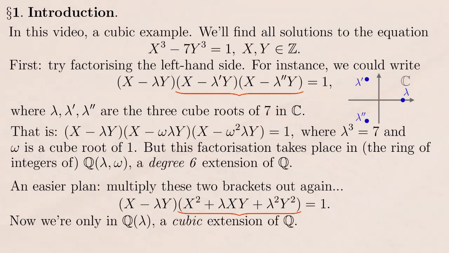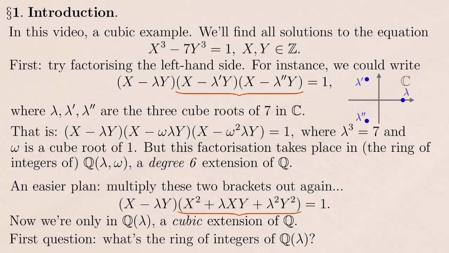So in order to apply our results so far, we have to start off by asking, what's the ring of integers of Q adjoin lambda? Well, since lambda satisfies a monic polynomial, we know that it's an algebraic integer. So this ring of integers contains Z adjoin lambda, so a first guess might be that the ring of integers is equal to Z adjoin lambda. Let's find out.